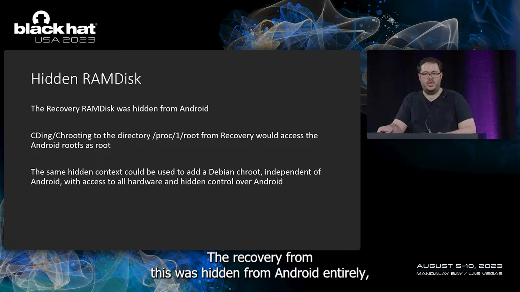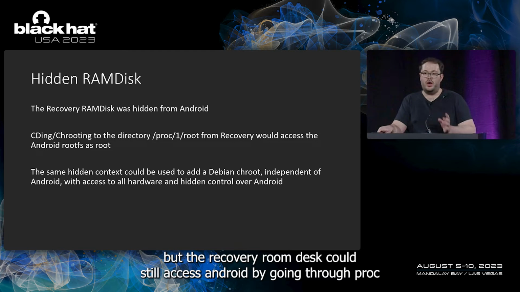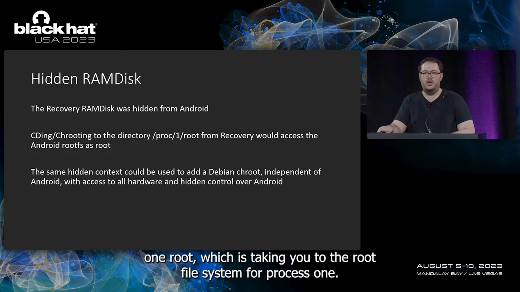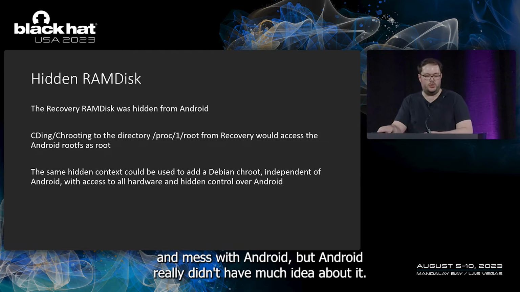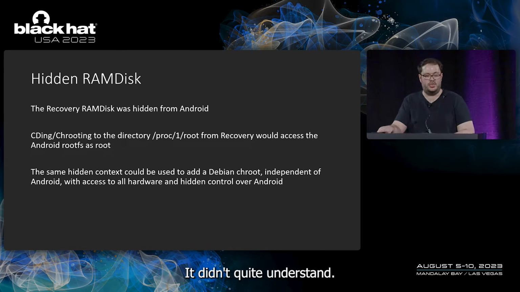The recovery RAM disk was hidden from Android entirely, but the recovery RAM disk could still access Android by going through proc/1/root, which takes you to the root file system for process 1. This meant that I could log into the recovery context and mess with Android, but Android really didn't have much idea about it, apart from maybe seeing processes it didn't quite understand.